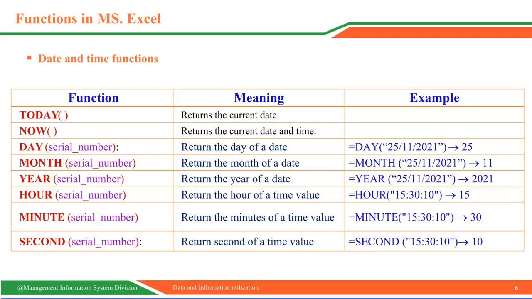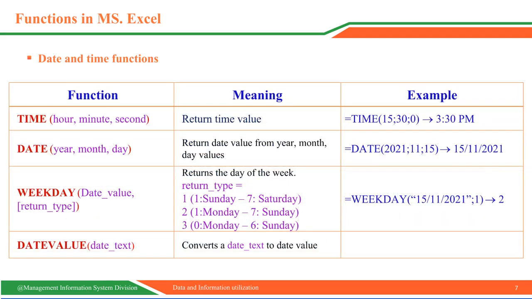HOUR returns the hour value. Example: HOUR 15 hours 30 minutes and 10 seconds returns 15. MINUTE returns the minute value. Example: MINUTE 15 hours 30 minutes and 10 seconds returns 30. SECOND returns the second value. Example: SECOND 15 hours 30 minutes and 10 seconds returns 10.